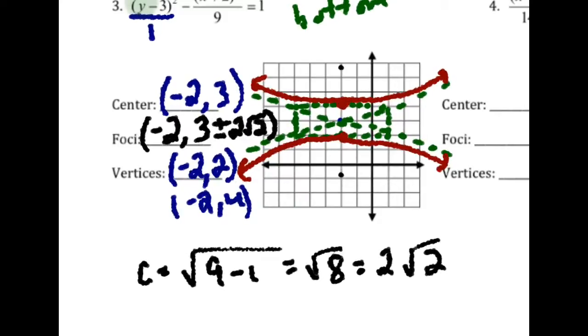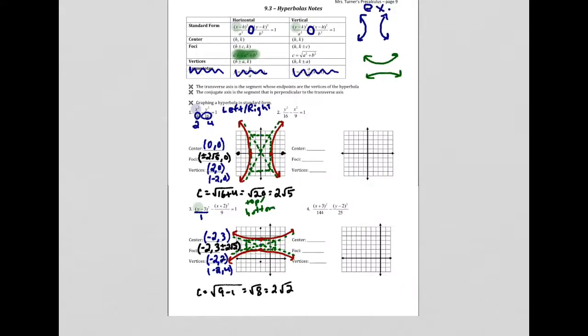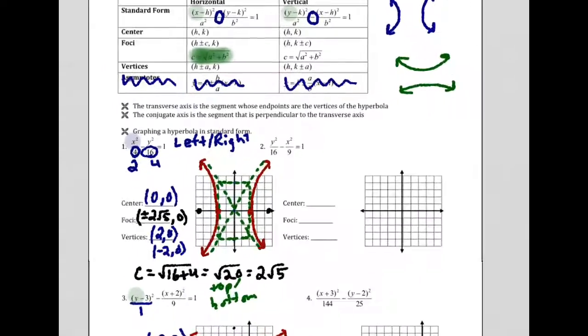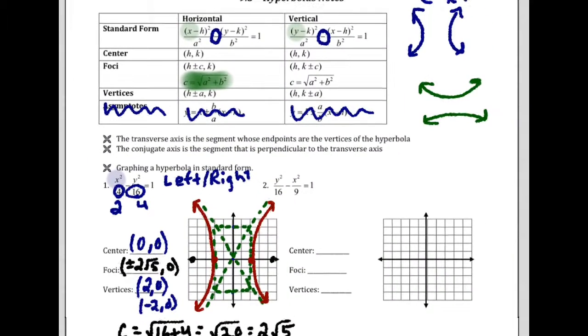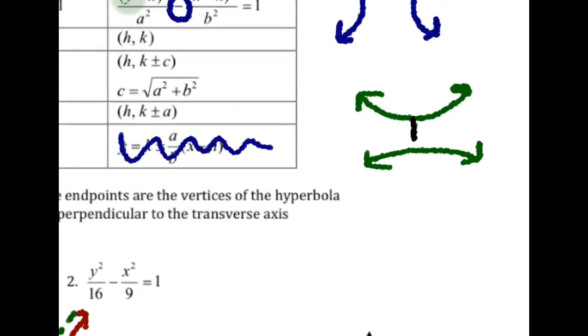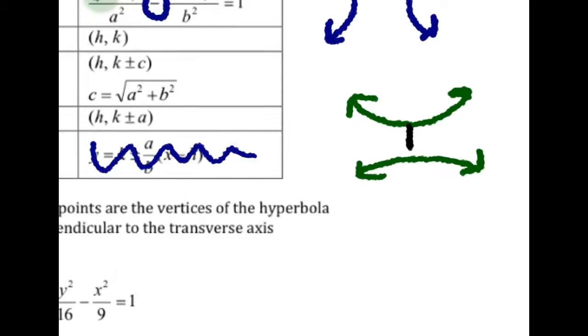Okay, one quick note before we move on to the other pages here. If we go back up a little bit to this note here, transverse axis and conjugate axis. The transverse axis is a segment whose endpoints are the vertices of the hyperbola. I'm going to draw that on this example over on the right. The transverse axis would be the vertices, so I should probably zoom in. Alright, that right there would be the transverse axis.